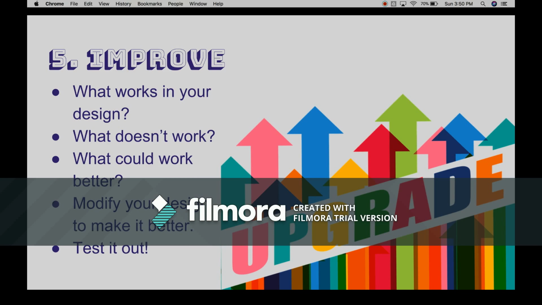Then finally, the 5th step is to improve your design. This is after you've taken the chance to test it out, you will need to figure out what worked and what didn't work, and even think about what could have worked better. You will then make those modifications and changes to your design. This is that time to really add those improvements and then test it out for your final test.